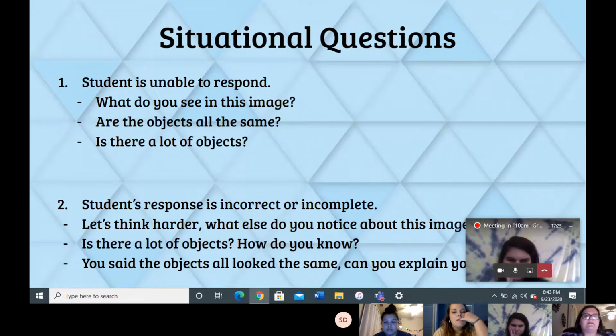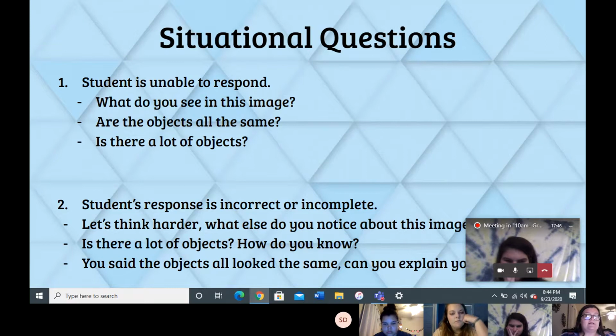And then with the situational questions, if a student is unable to respond, I would probably ask them, well, what do you see in this image? What is the picture of? Do all the objects look the same? Is there a lot of objects? Is there a little bit of objects? Just some questions to get their brain moving and their thoughts rolling.